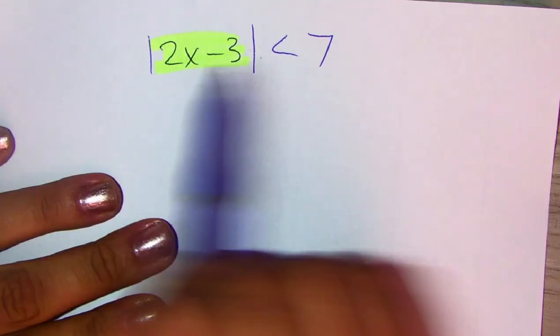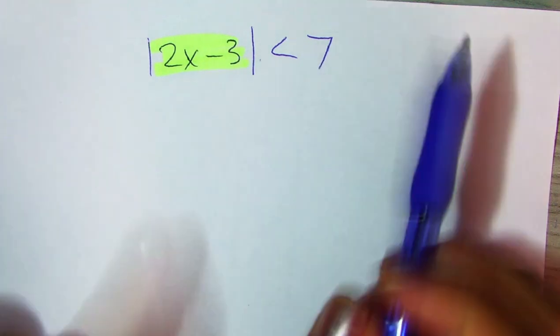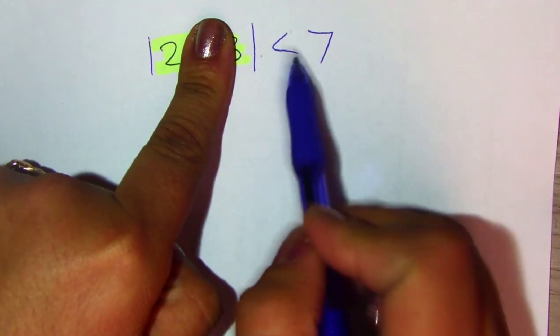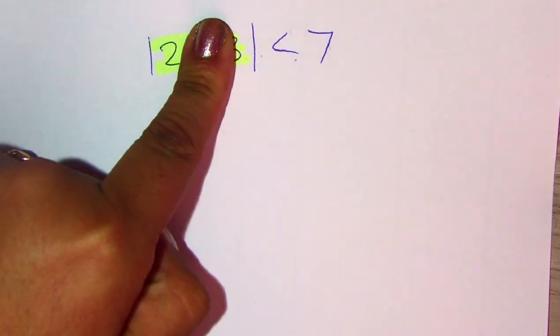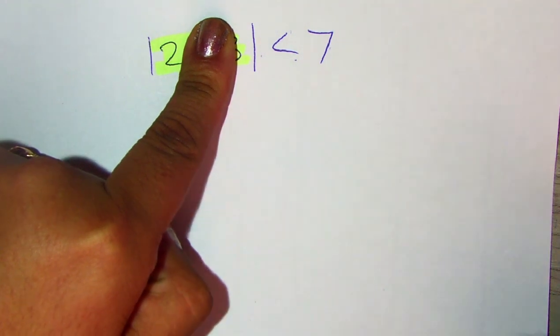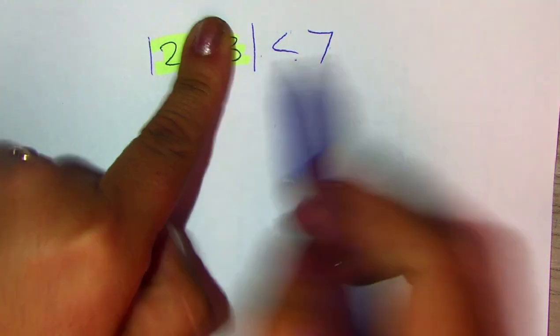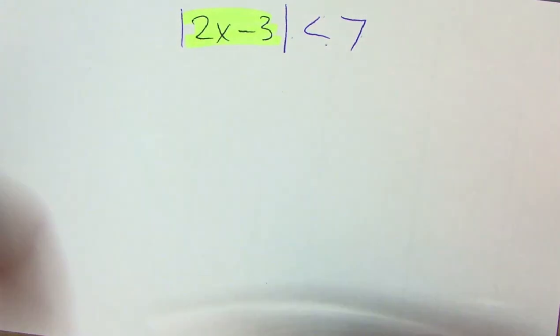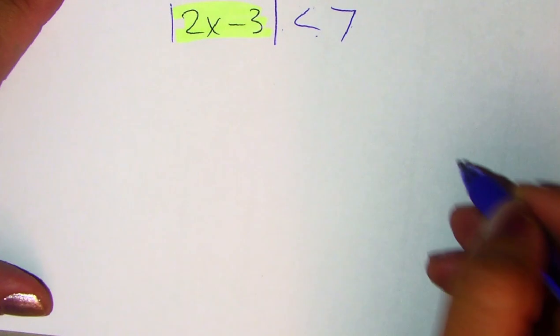So now we're going to ask ourselves, what could be the answers here that could be less than 7? And there's a lot. There's absolute value of 3, that's less than 7, absolute value of 5. So there's so many answers that's why you have to represent the solutions in a number line.